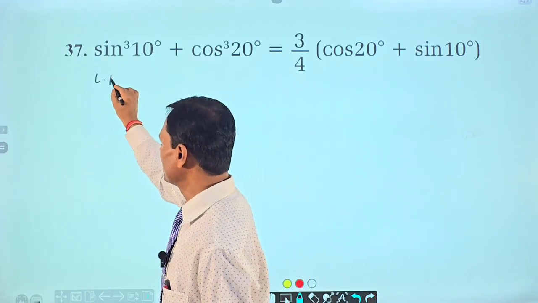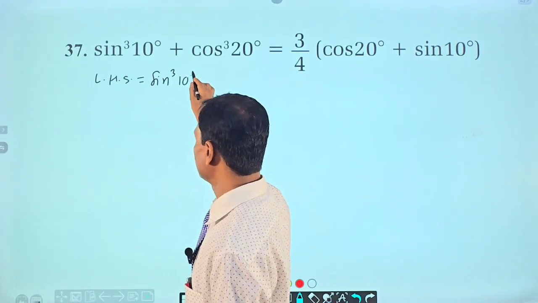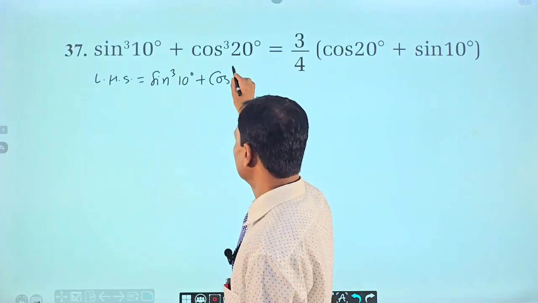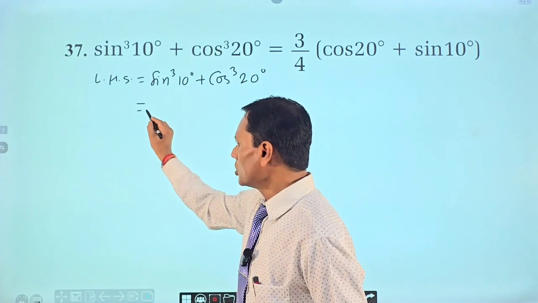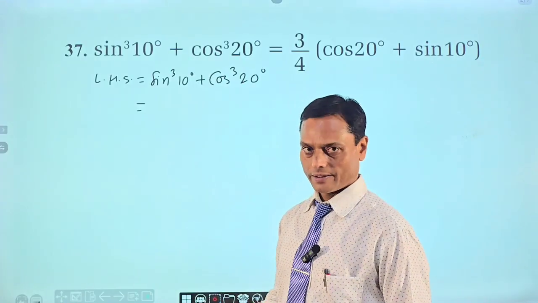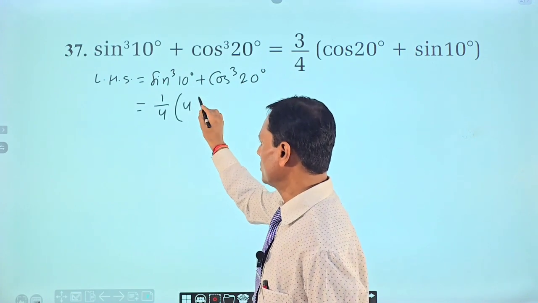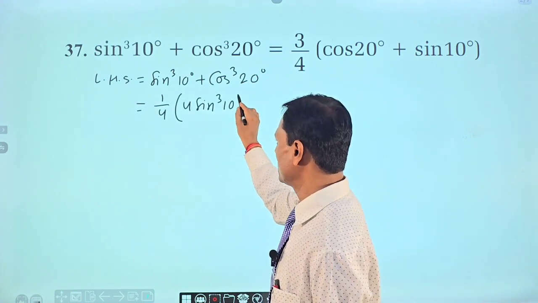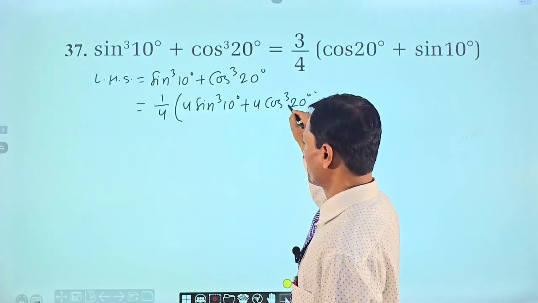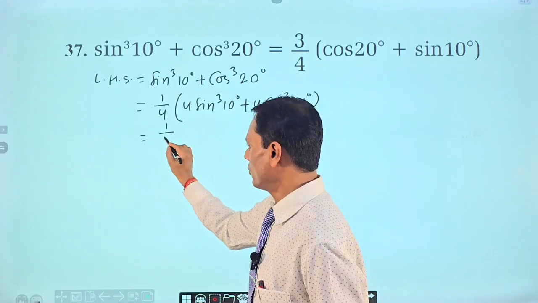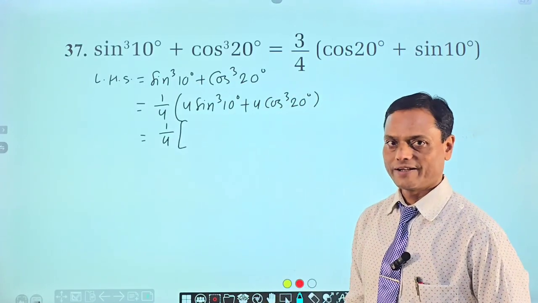So left hand side equals sine cube 10 degree plus cos cube 20 degree, isn't it? So we need 4 sine cube 10 degree. So I am writing here 1 by 4 times 4 sine cube 10 degree plus 4 cos cube 20 degree. See carefully here, we have 4 cos cube 20 degree.